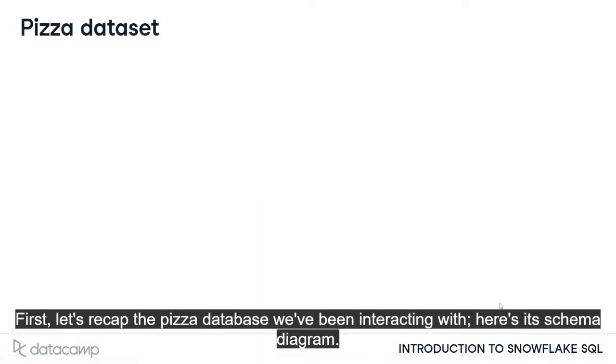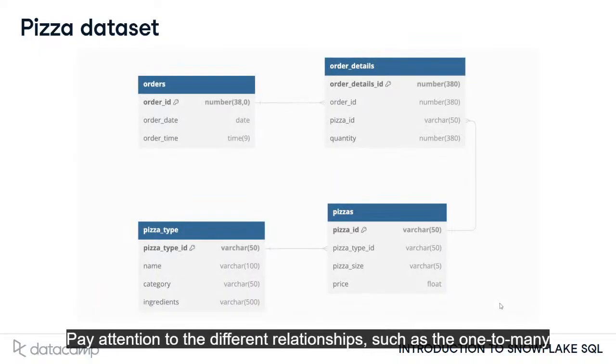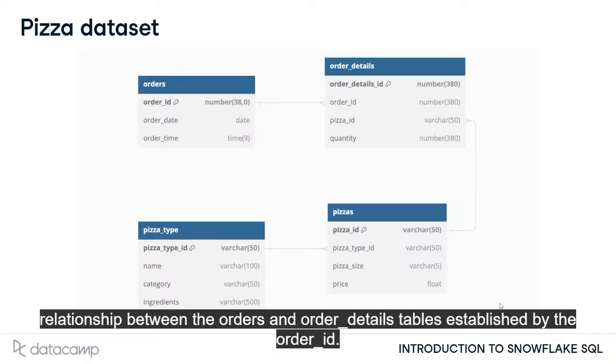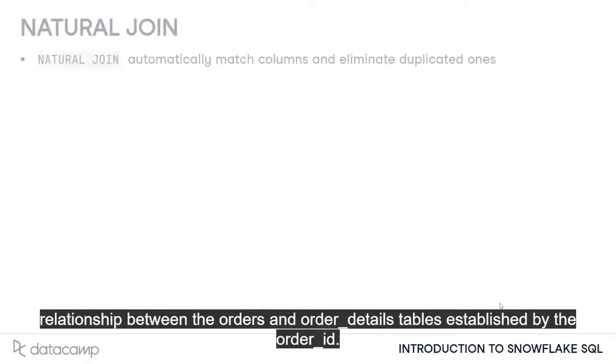First, let's recap the pizza database we've been interacting with. Here's its schema diagram. Pay attention to the different relationships, such as the one-to-many relationship between the order source and advanced concept tables. This video will explore two powerful joins. Let's explore natural and lateral joins.